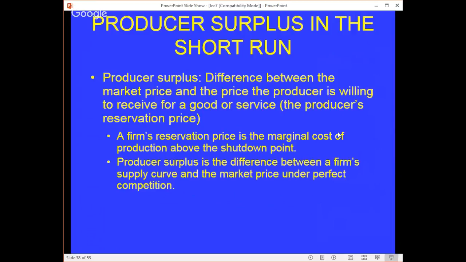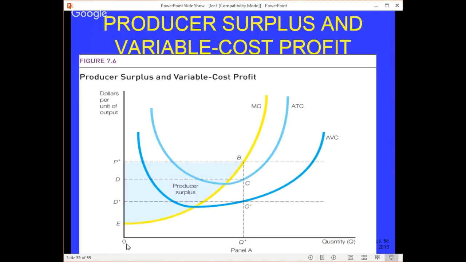A firm's reservation price is the marginal cost of production above the shutdown point. In other words, from my minimum average variable cost, all the way up the upward sloping portion of the marginal cost curve. Producer surplus is the difference between the firm supply curve and the market price under perfect competition, right?